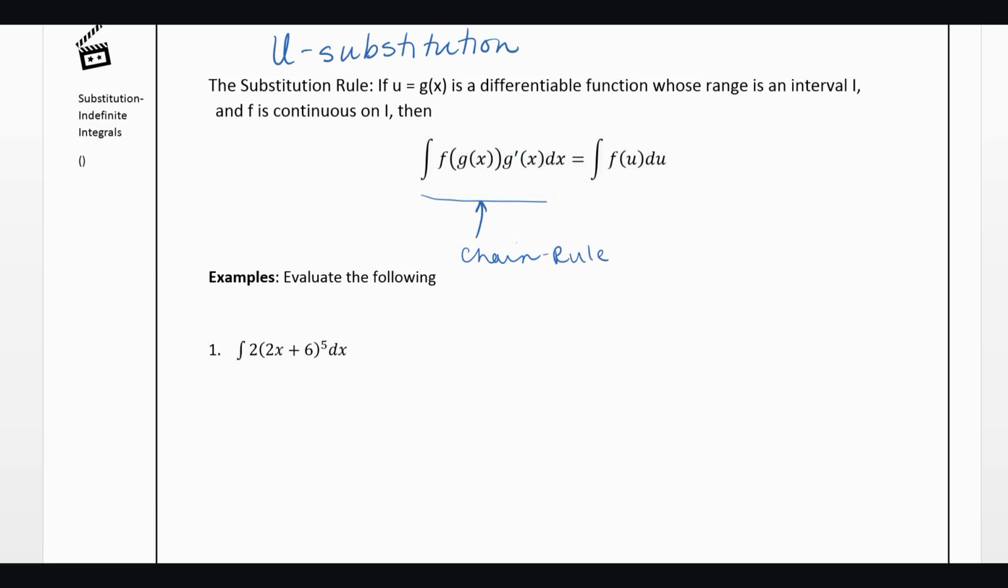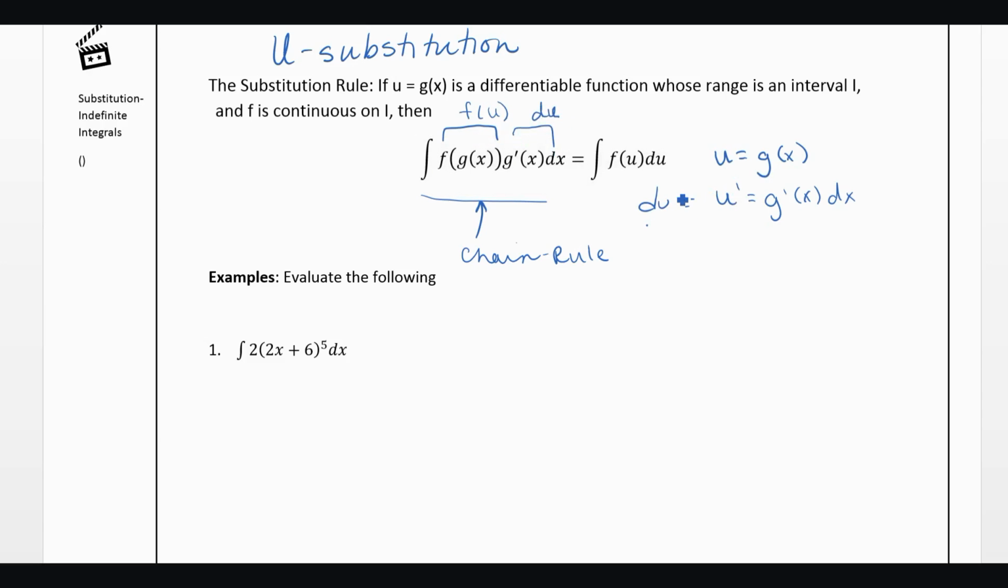Then you're going to let u equal g of x, and then we take the derivative and make sure that's there. U prime would be g prime of x dx. And now what we're saying is, well, f composed with g is the same as f composed with u, and this g prime of x dx is du. That's what this u prime is. That's the same as saying the derivative of u.